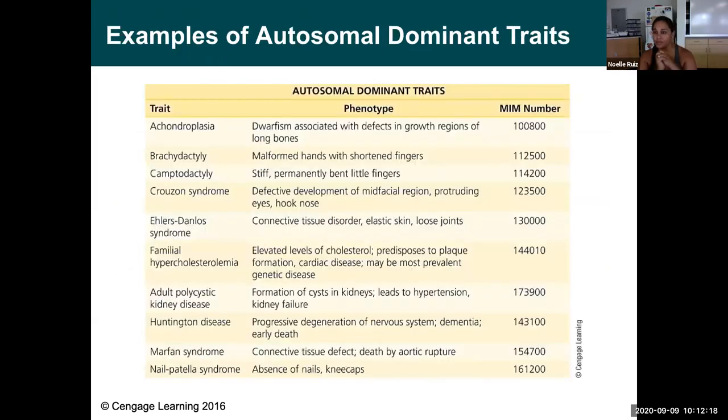And then there's examples. Achondroplasia is the first one, and that's dwarfism. That's the one we're going to talk about. But there's quite a few others. But if you have the dominant allele, you have the disease. You only need one.